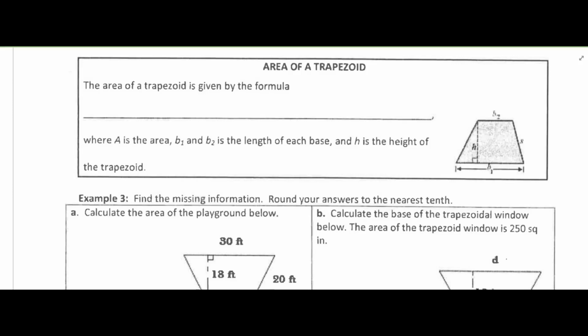In this video, we're continuing with Chapter 8 of Geometry. This is still Section 8.1. We're going to look at the area of a trapezoid in this video, and we'll look at one example.